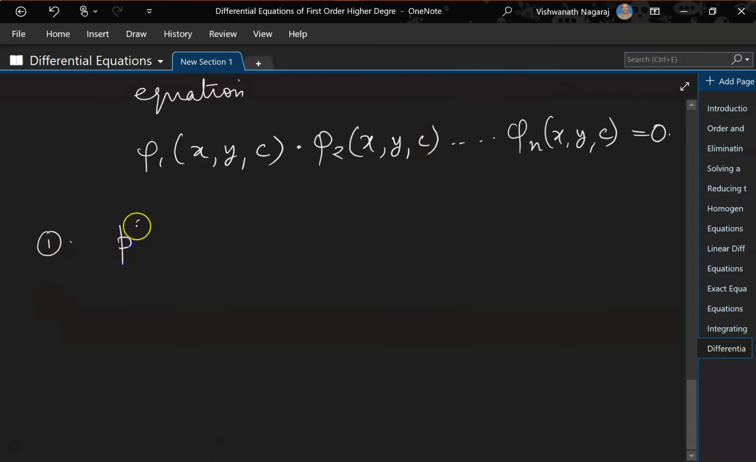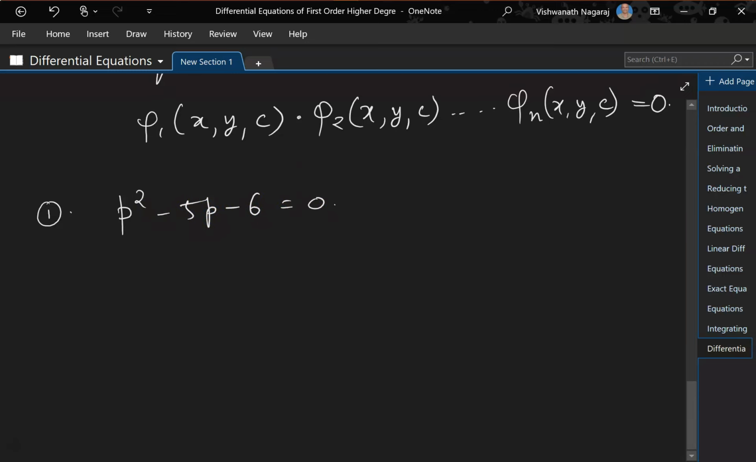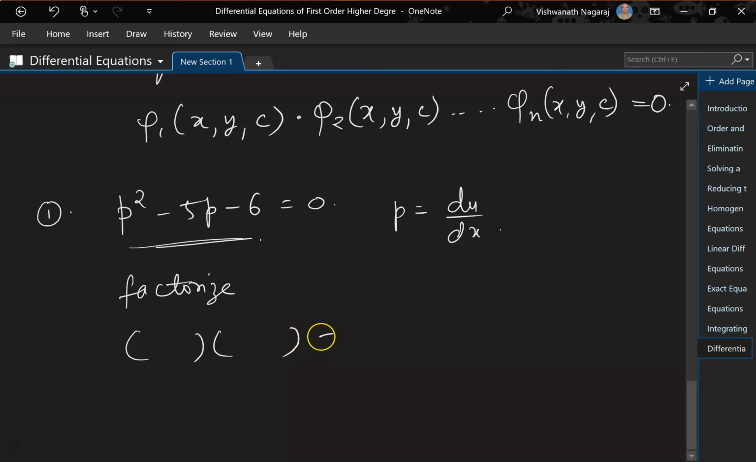So let's look at, let's say, p square minus 5p minus 6 equal to 0. Here you have to remember that p is equal to dy by dx. Now what do we do? We take this, we factorize it, we convert it into a product of equations. For that, let's factorize.